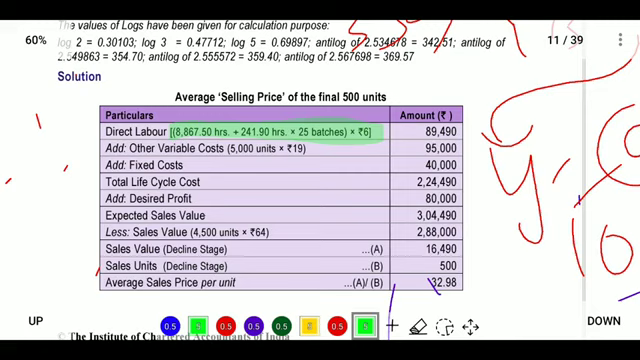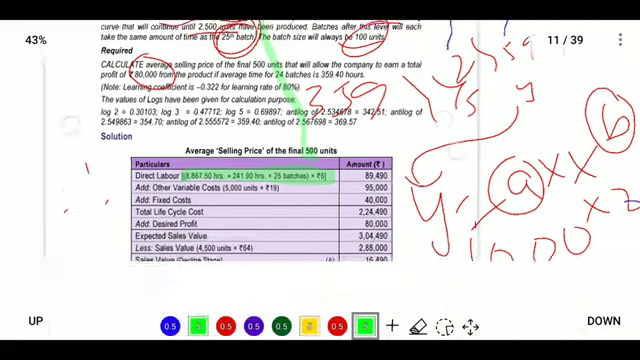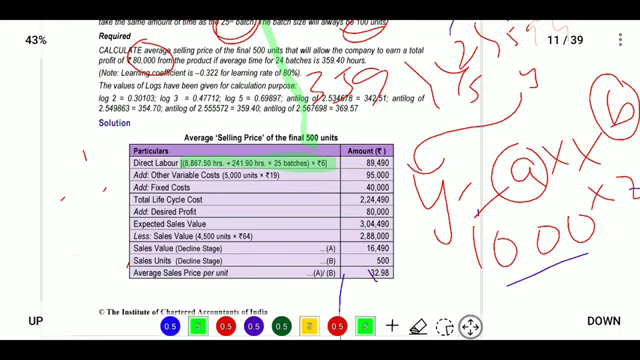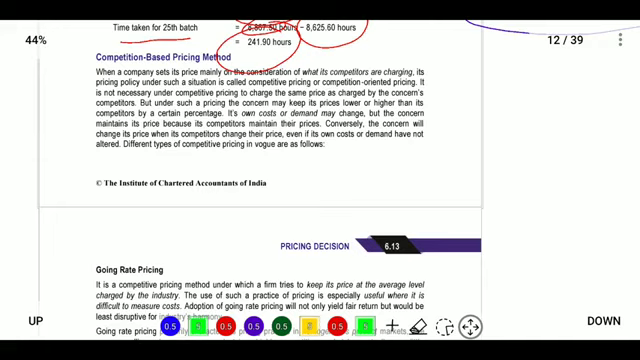For the remaining 25 batches, for 25th up to 25th batch, 8867.5 into what was the amount provided? 6 rupees was provided. So this 6 rupees we will take. So labor value we will calculate like this. This is the case of the first illustration where we completed the cost based pricing method.